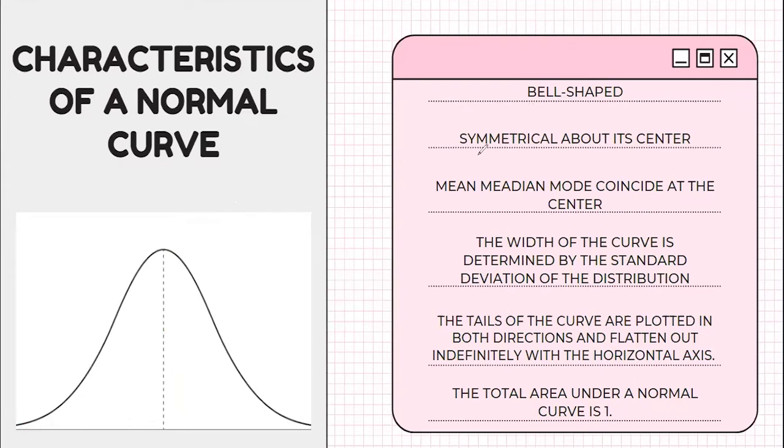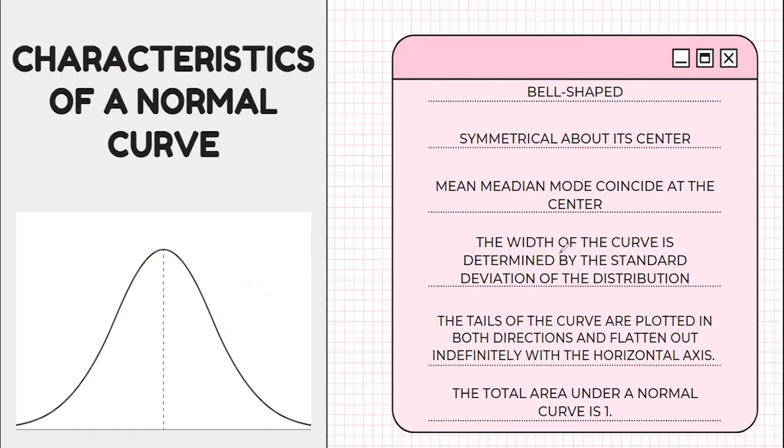Next, the width of the curve is determined by the standard deviation of the distribution. The mean of a normal distribution determines the height of the bell curve. So if we draw 2 curves here with the same height, the other one here, they have the same height. However, this one is wider because it has a bigger standard deviation compared to this one. So, the width of the curve is determined by the standard deviation of the distribution.